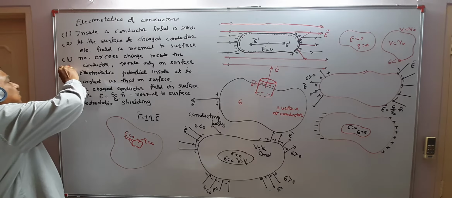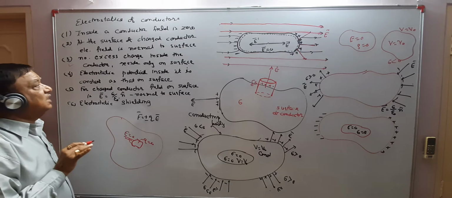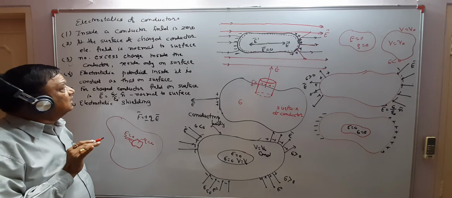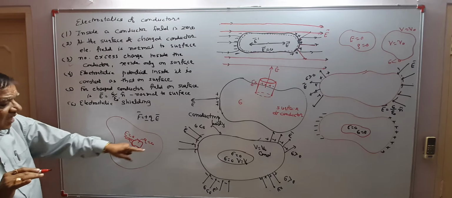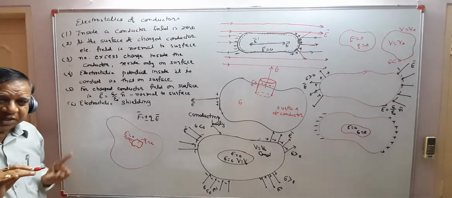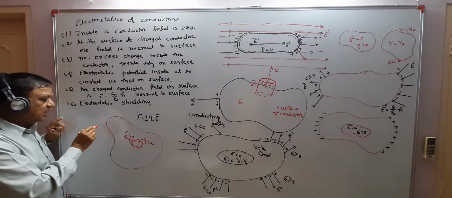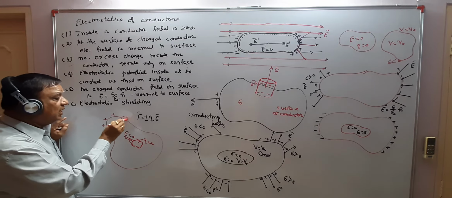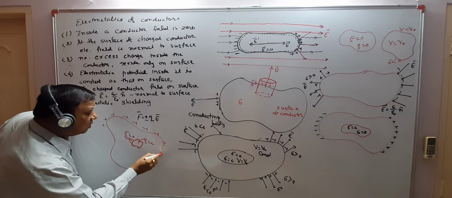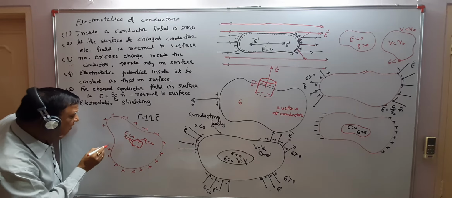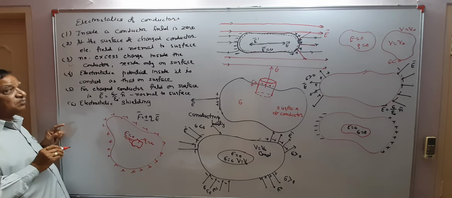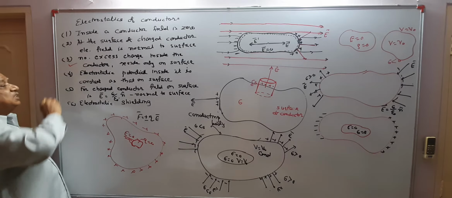So we can say, third point: no excess charge inside the conductor, as it is already neutral. Where we are placing charge, it will be stored only on the surface of the conductor, not entering the inside or interior portion of the conductor. So the third point is clear.